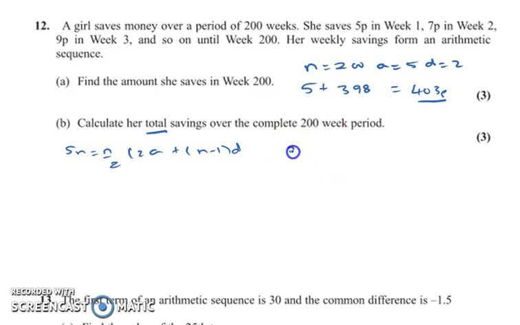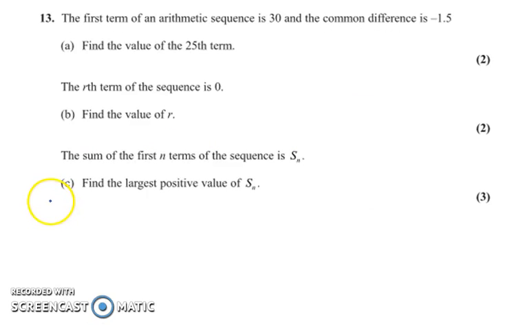So we have 200 over 2, 2 times a, which is 10, n minus 1 times 2, 199 times 2. This gives us £408 as the total for the 200-week period. Thank you. Okay, moving swiftly on to question 13.